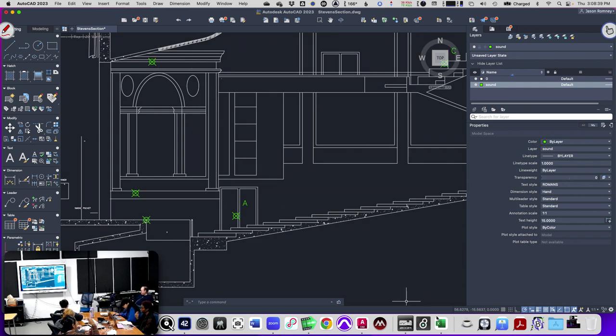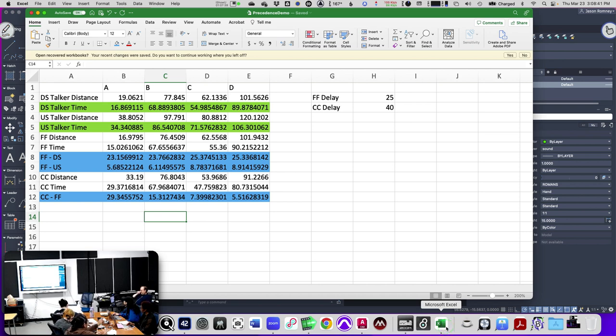So I just wanted to ask, for the front fill portion, all of that is still the same. Yeah. So for front fills, you're just doing front fills minus the talker. Okay. So that's all I need to worry about. Well, and the delay. So front fill time plus front fill delay minus the talker.